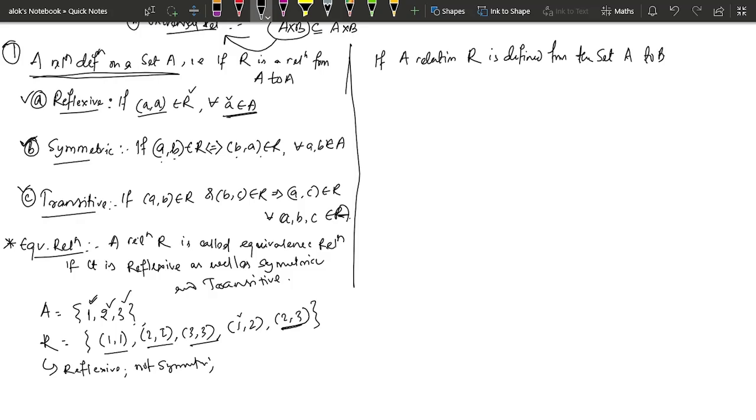And for the transitive case, for all (a,b) and (b,c) we should have (a,c). So here in the last two terms we clearly see that for (1,2) and (2,3) we should have (1,3) in the set, but (1,3) is not present, so it is not transitive. Since it is not symmetric and not transitive, only reflexive, it is not an equivalence relation.